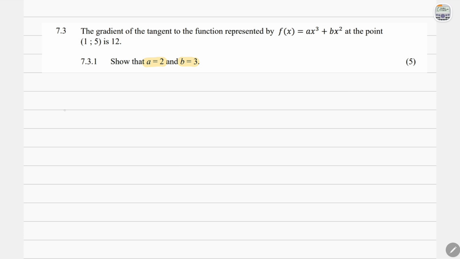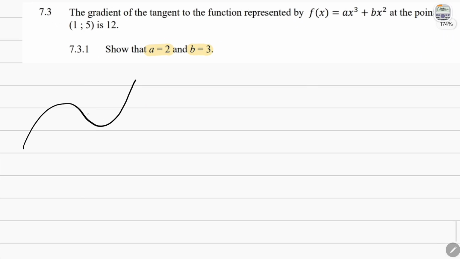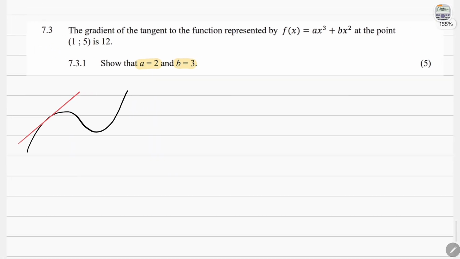Okay, so let's visualize this. We have a cubic function. And just because they said a is equal to 2, we'll just go ahead and show them that this is the cubic function where a is greater than 0, the coefficient of x cubed. And this cubic function has a tangent running to it. So we have a tangent to this cubic function, and they tell us where this tangent intersects this graph. So this tangent is at 1 and 5. And this tangent has a gradient of 12. The gradient of the tangent to the function represented by this at this point has a gradient of 12.